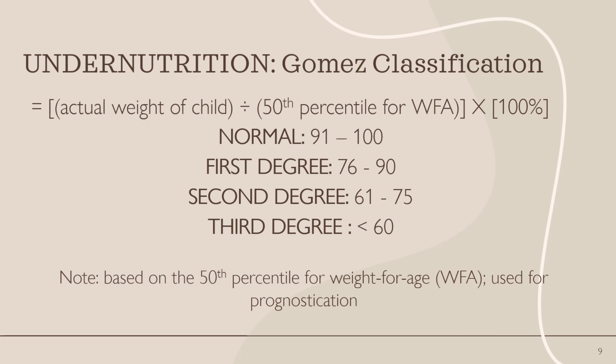So a normal would be 91 to 100. First degree or mild malnutrition would be 76 to 90. Second degree or moderate would be 61 to 75. And severe or third degree is less than 60.